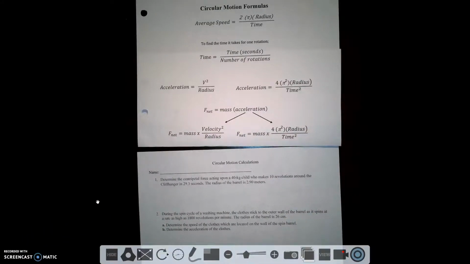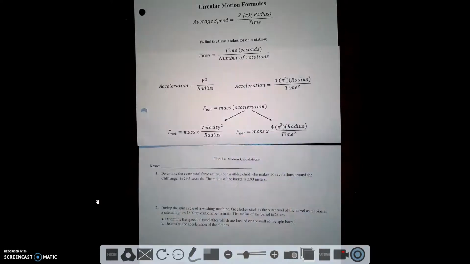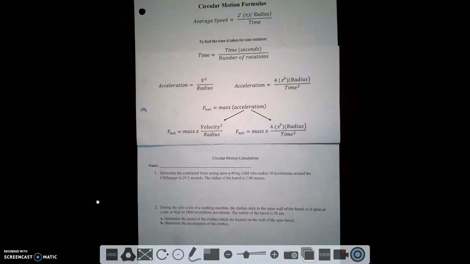Alright, so here is the worksheet that I have given you. Here are the formulas up top that we're going to be looking at. So looking at number 1, it says determine the centrifugal force acting upon a 40 kilogram child who makes 10 revolutions around the cliffhanger in 29.3 seconds.